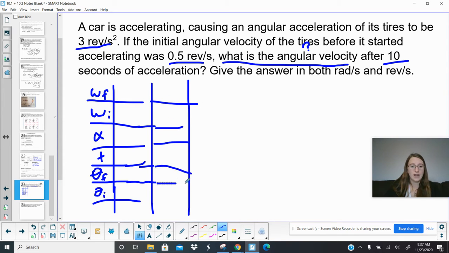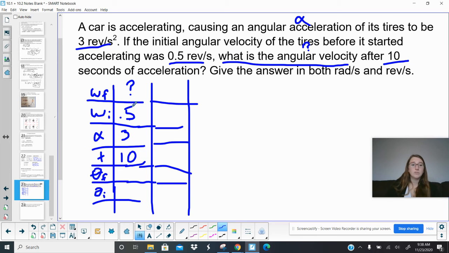Okay, so you should have gotten 3.4, that's the angular acceleration, that's alpha. Now again, that's revolutions per second. We're going to do another conversion to radians. We have the initial angular velocity, which is omega initial. That's going to be 0.5, and that is also revolutions per second. It says, what is the angular velocity after a certain amount of time? They are asking for our angular velocity final, that's your question mark, after 10 seconds.